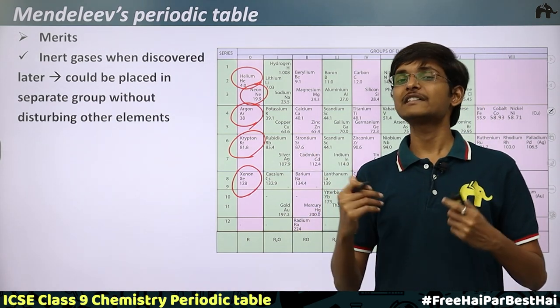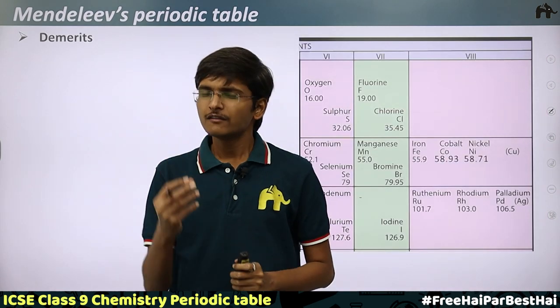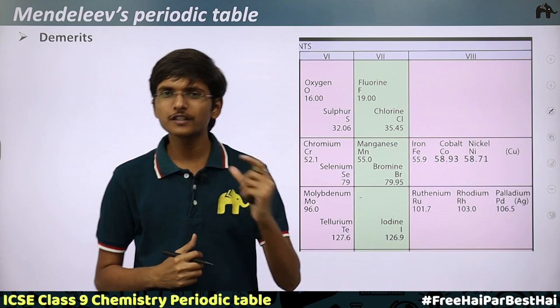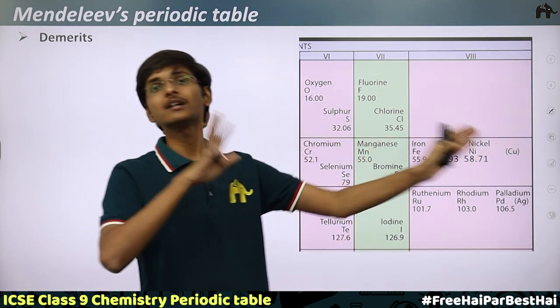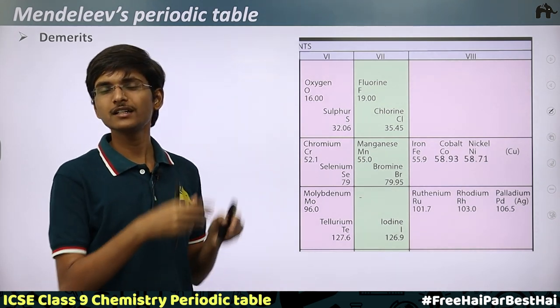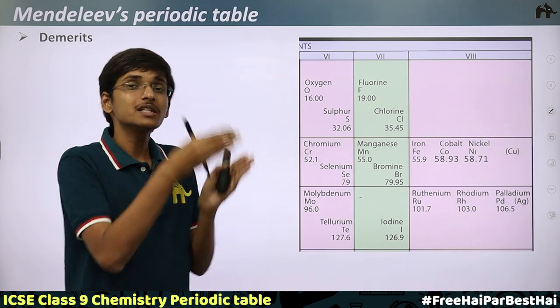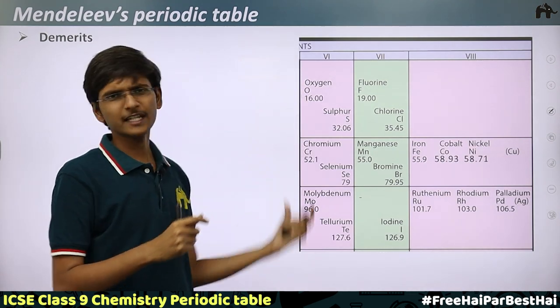Let's quickly go on and see what the demerits are. Talking about demerits, firstly, we know the first criterion of Mendeleev's periodic table was to arrange the elements in increasing order of their atomic weights, right? And the next was to arrange the elements in such a way that elements having similar properties should be placed in the same group.